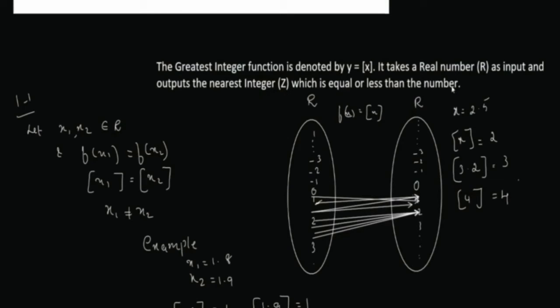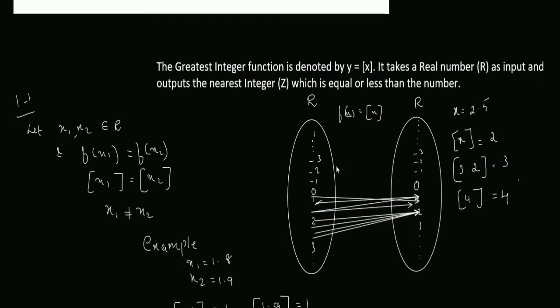So the greatest integer of 1 is 1. 1.1 is also 1. 1.2, 1.3, all these will go to the integer 1. The greatest integer of 2 is 2. 2.1, 2.3, 2.009, everything will go to 2. 2.999, everything will go to 2. So different elements have the same images. So the function is not one-to-one.